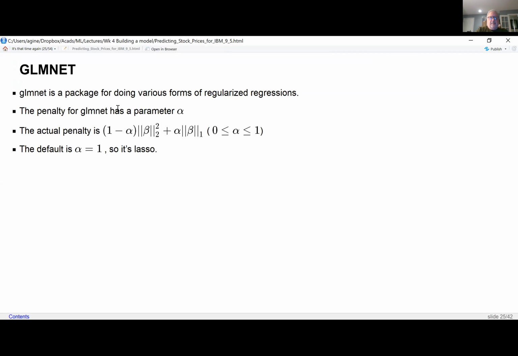The point of the glmnet package is that it has an extra parameter, alpha, and it penalizes coefficients according to a certain percentage of the L2 norm and a certain percentage of the L1 norm. Interestingly, if you don't tell it what you want for alpha, it defaults to 1. And if you let alpha equal 1, the first term becomes 0, and you're just left with the L1 norm. So the default is to do Lasso.